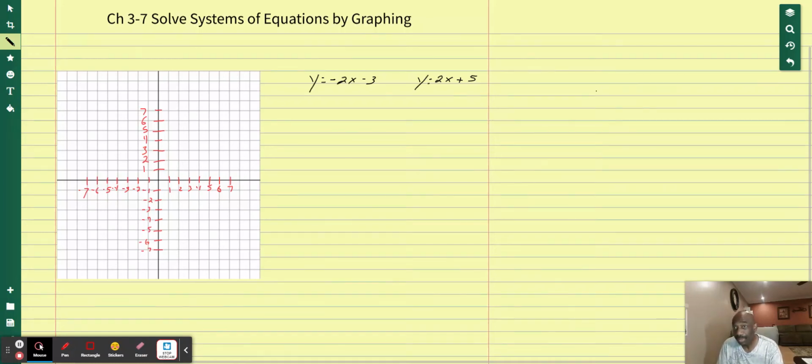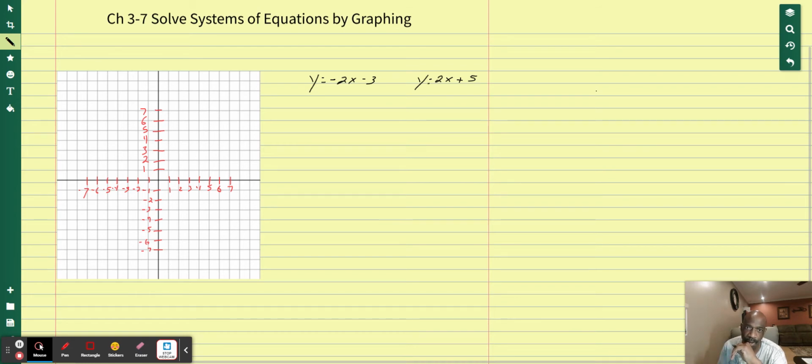All right, this is chapter 3-7, solving systems of equations by graphing. What's happening here is really simple. It looks complicated, but all you're going to be doing is graphing two or more equations on a coordinate grid and seeing where they intersect, if they do. Where they intersect is the solution. Wherever they cross, that is the solution to the system.